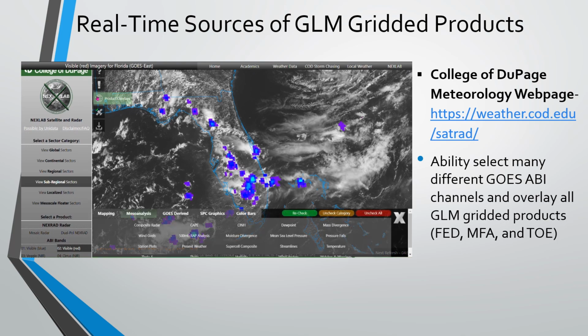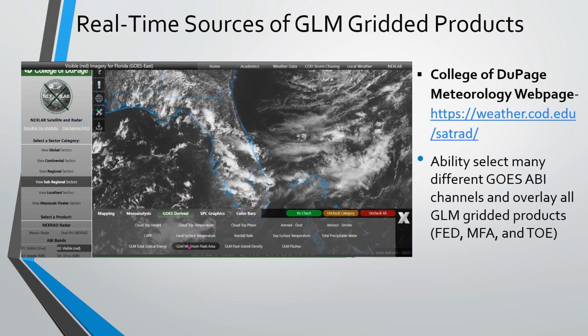And we can even change that product overlay within the GOES derived. We can change it to minimum flash area, and we can also change it to total optical energy. And in order to download this imagery, all we have to do is click the download button just below where we have the product overlays, and that will allow us to select the number of frames and the timing between the frames as well.